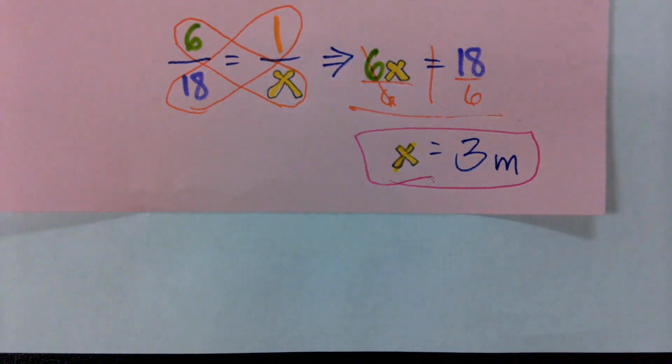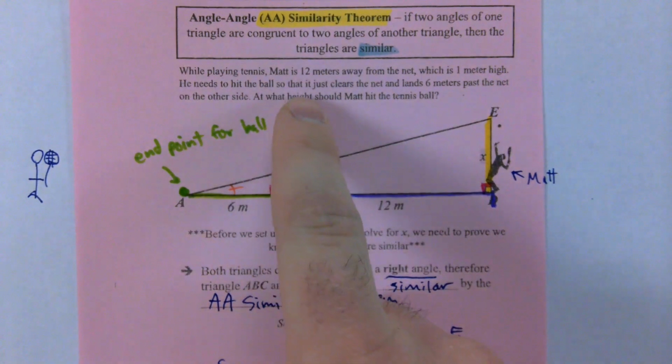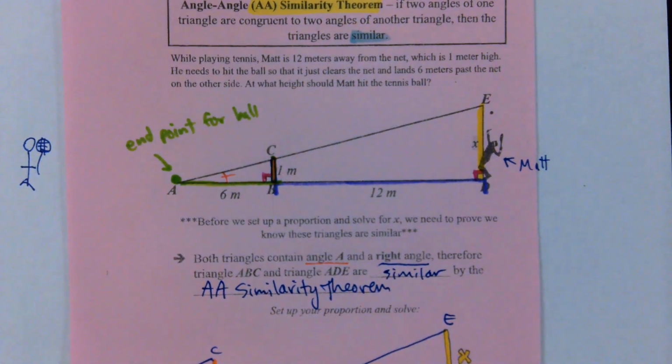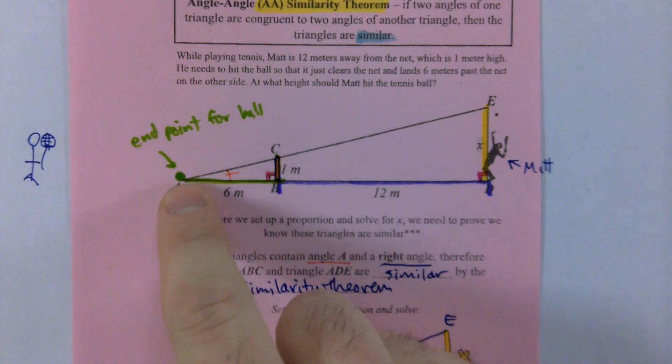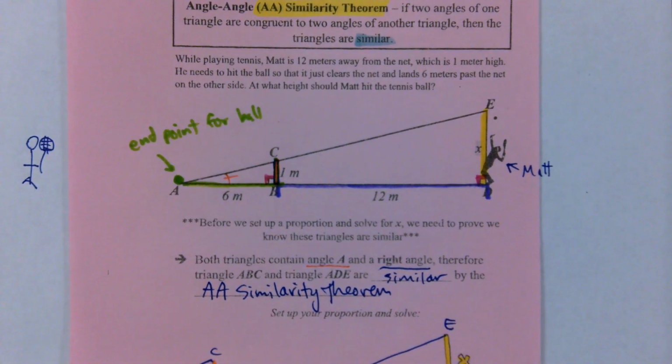Now, we got to understand what this means, right? What does 3 meters mean in the context of this problem? We need to put 3 meters in the air. Exactly. If we go back to what we were looking for originally, we're looking for at what height should Matt hit the tennis ball. Matt's got to throw that tennis ball 3 meters in the air for it to precisely land 6 meters on the other side of the net.